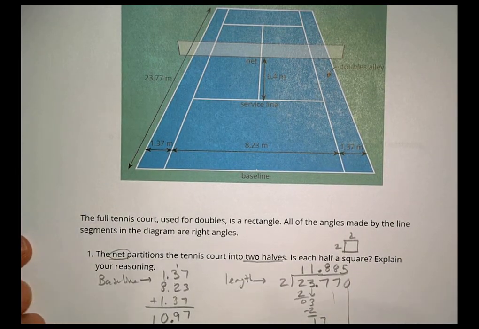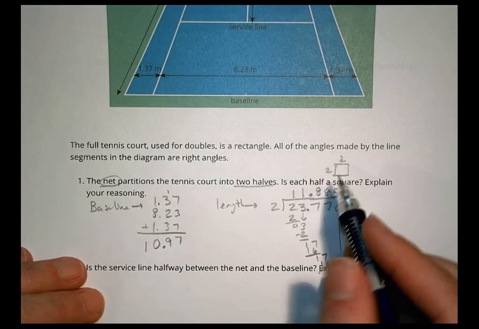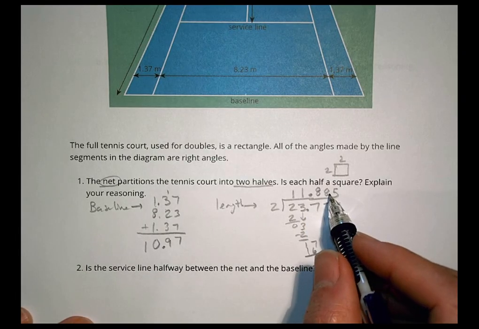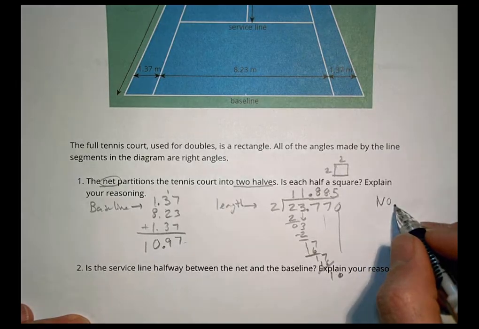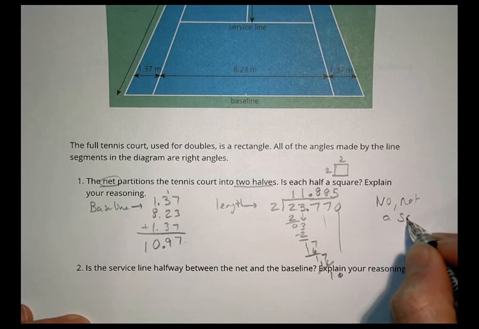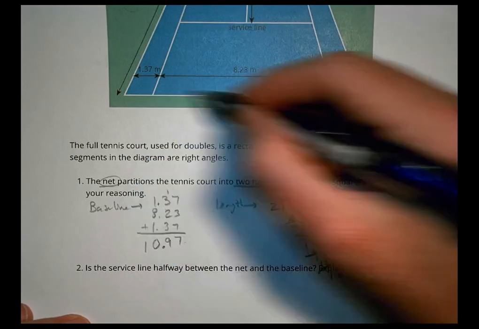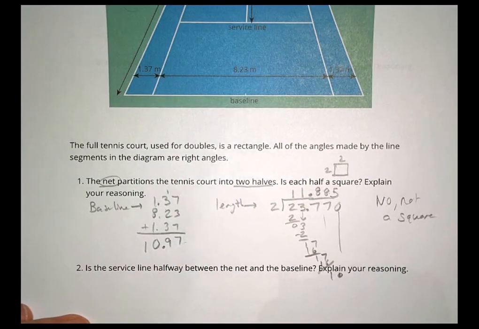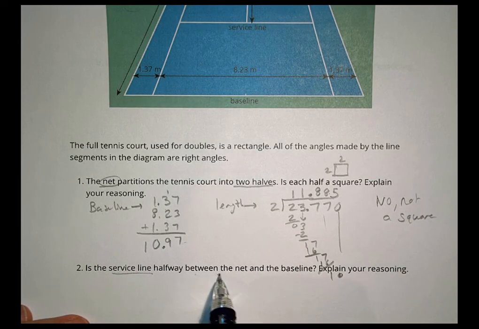So the baseline is 10.97. Oops, sorry, ran out of space again. And the length is 11.885. Are those two values the same? We would say no. So we would say it's not a square. Now the two sides are equal, but these dimensions don't make a perfect square. Okay. Is a service line halfway between the net and the baseline?